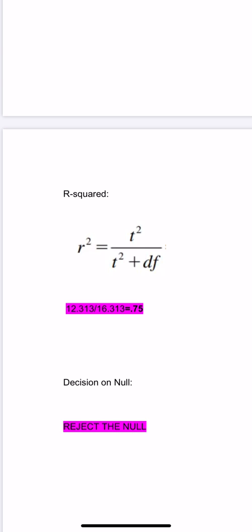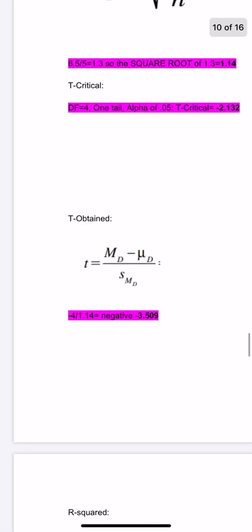All right, r squared, you simply take the obtained t value, square it over the obtained t value squared plus the degrees of freedom. You should get 12.313 divided by 16.313, which will come out to 0.75. And a decision on the null here will be reject the null.